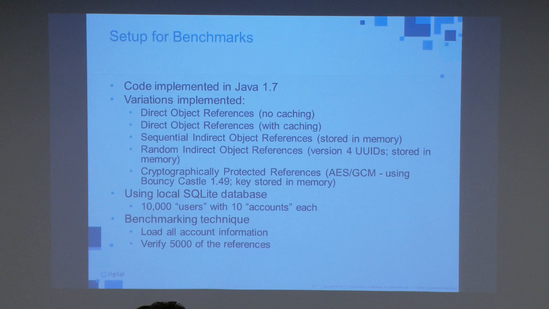Sequential and random indirect object references, the only ones that I implemented were where they're stored in memory. So of course, you could persist these things in the database to make your app servers stateless. However, I did not go down that approach, but you could imagine how some of the benchmarks would turn out. I'll talk about those when I get to the individual ones.